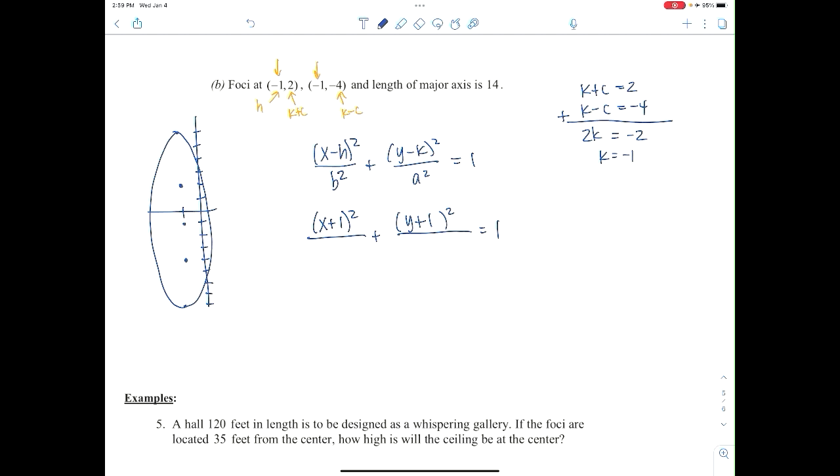Now we can figure out what our c value is, because we know that k plus c equals 2, k is -1, and -1 plus c equals 2. That means that c must be a 3. And you can double check that with the other one. k minus c equals -4. -1 minus c equals -4. That means that c must be a 3. So it checks out. We have our c value.